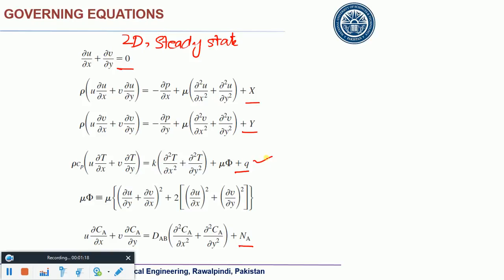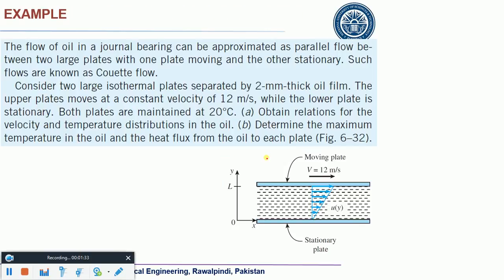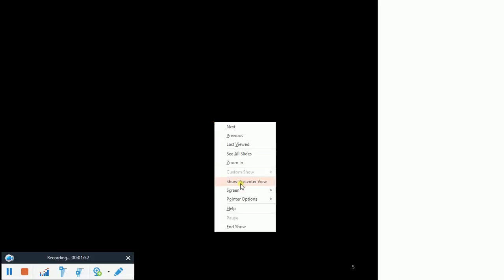So I just gave you some introduction about the velocity boundary layer, thermal boundary layer, and concentration boundary layer. You see there is some similarity or analogy existing between them, and we started solving this problem: flow between parallel plates.